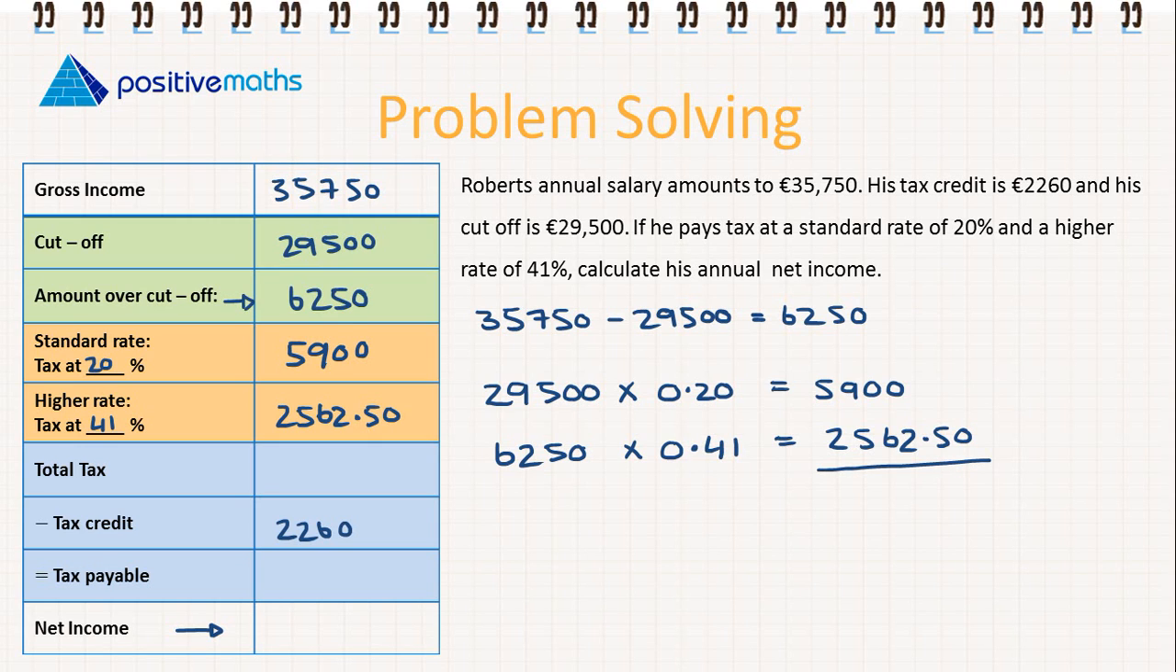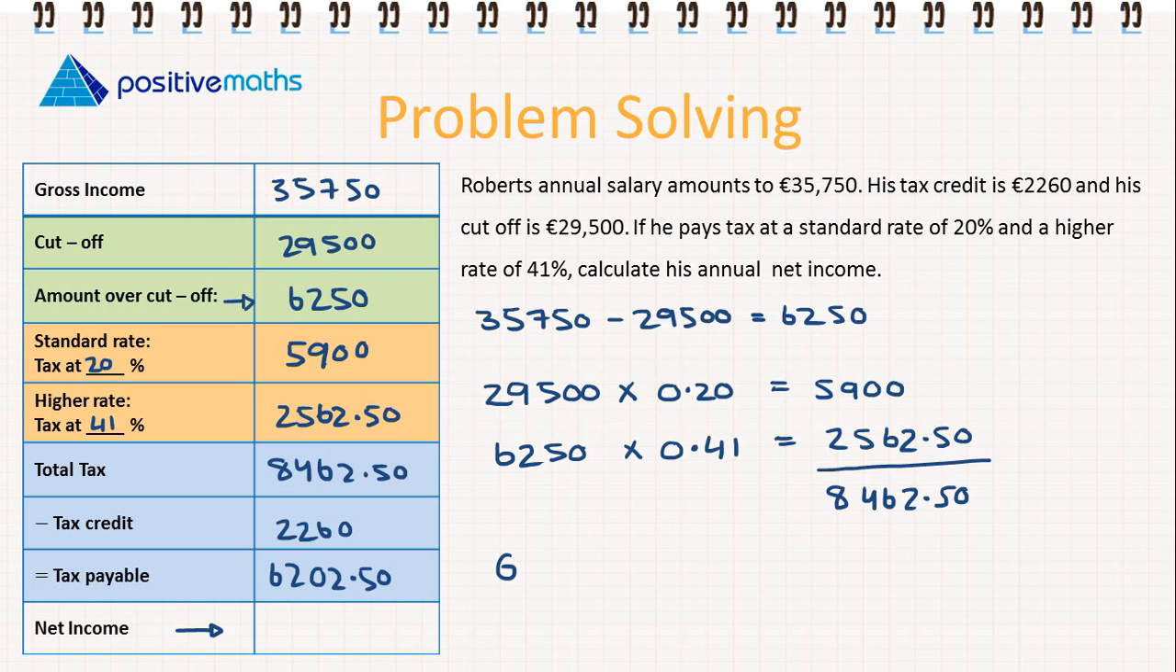So the total tax is going to be the sum of these two figures, which will give us 8,462.50. Now we subtract our tax credit from our total tax, and we get €6,202.50.